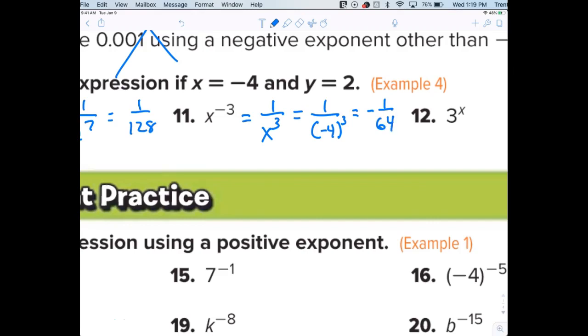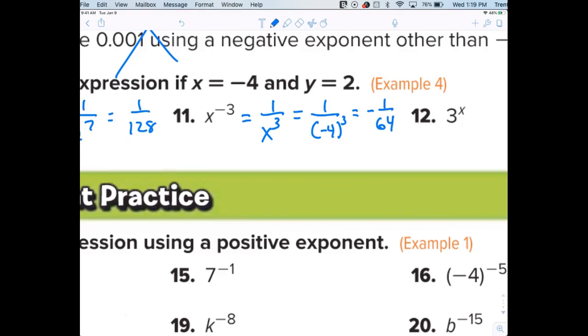Negative 1 over 64. Now why is it negative? Because a negative times a negative times a negative is a negative. There we go. Now if you want, take out your calculator. Type in negative 4 to the 3rd power. Now technically you should have parentheses around it. If you don't have parentheses, it's still going to be the correct answer because it's going to be negative regardless.